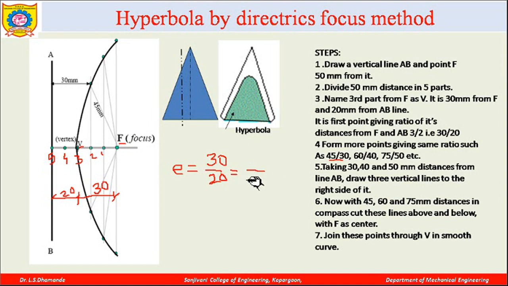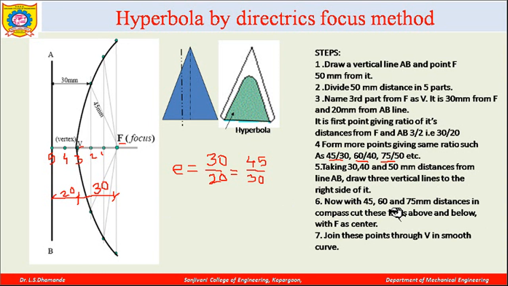So 20 plus half of 20, that is 10, so it will be 30 here, and 30 plus its half, 15, is 45. So like this I am getting the second fraction, 45 by 30. Similarly I will get 60 by 40 if I again add 15 here and 10 here. Then third I will be getting 75 by 50. So taking these distances as 30, 40 and 50 mm from the line AB, you have to take the distance of 30 mm here, like this 30 mm line is drawn here. Then it is also drawn with 40 mm and 50 mm. Three lines are shown here, drawn vertically.